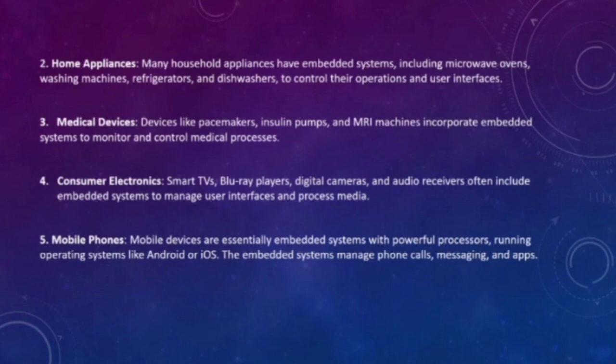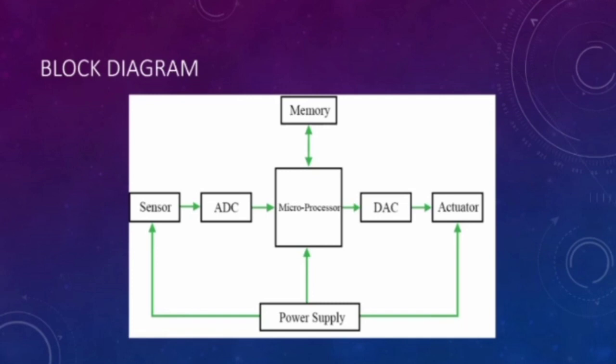Devices like pacemakers, insulin pumps, and MRI machines incorporate embedded systems to monitor and control medical processes. Consumer electronics. Smart TVs, Blu-ray players, digital cameras, and audio receivers often include embedded systems to manage their interface and process media. Mobile phones. These devices are essentially embedded systems with a powerful processor running operating systems like Android and iOS. The embedded system manages phone calls, messages, and apps, etc.